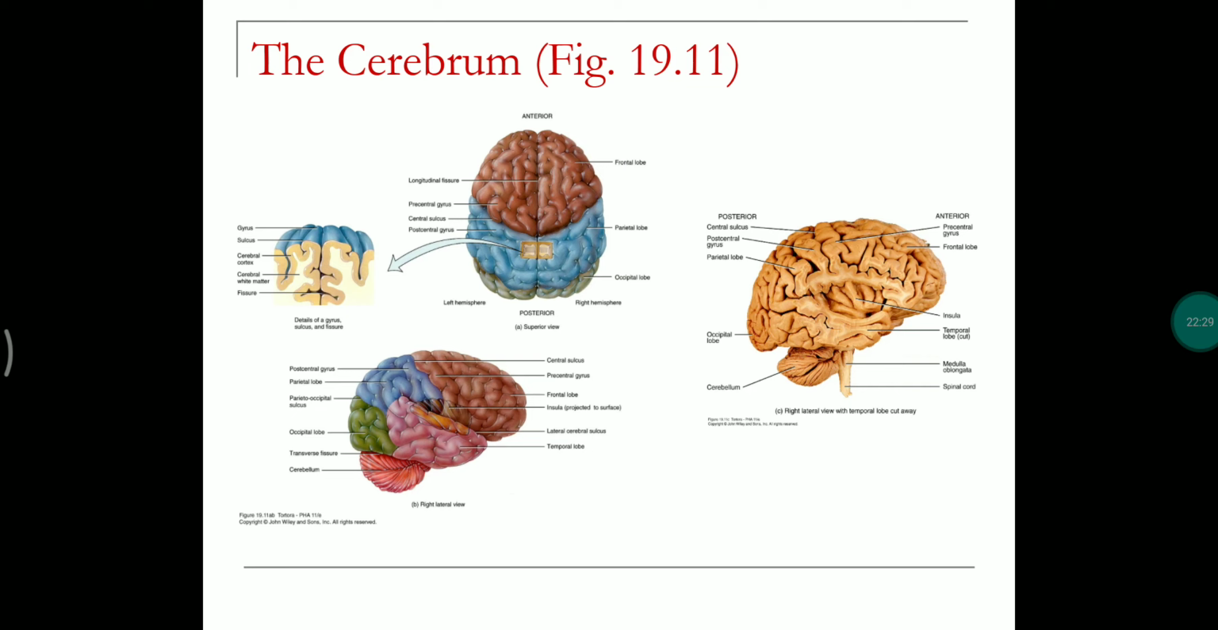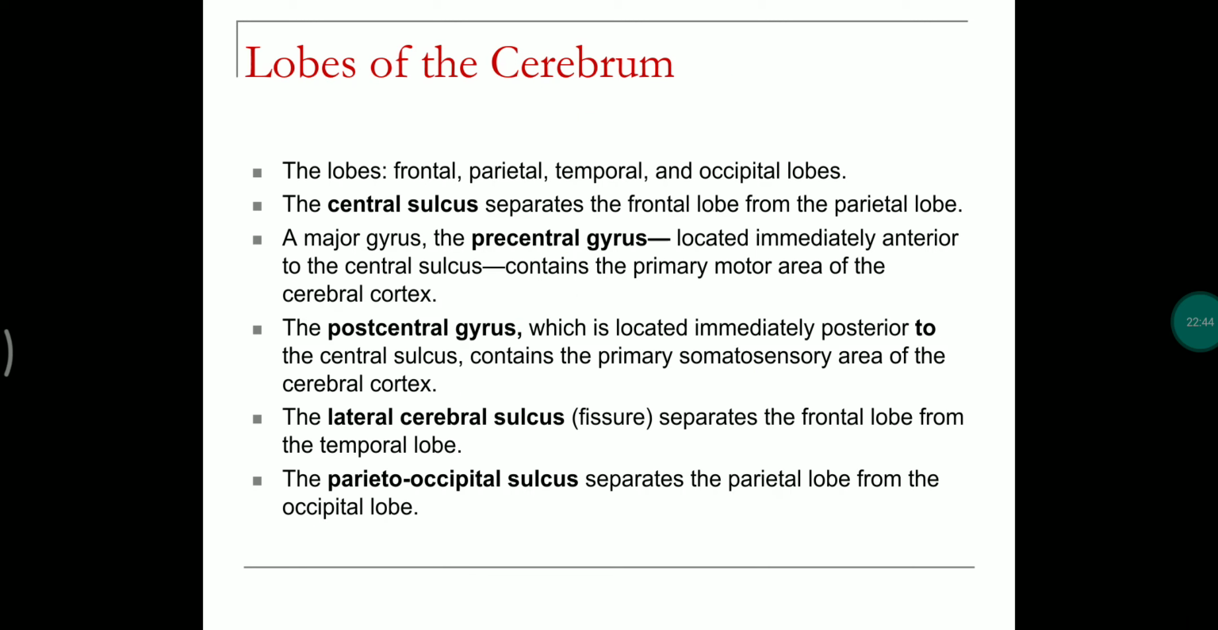So here you can see the fissures and sulcus. The depressions are called sulcus, and the elevations are called gyri, and the deep depressions are called sulcus, and the deep grooves are called fissures.